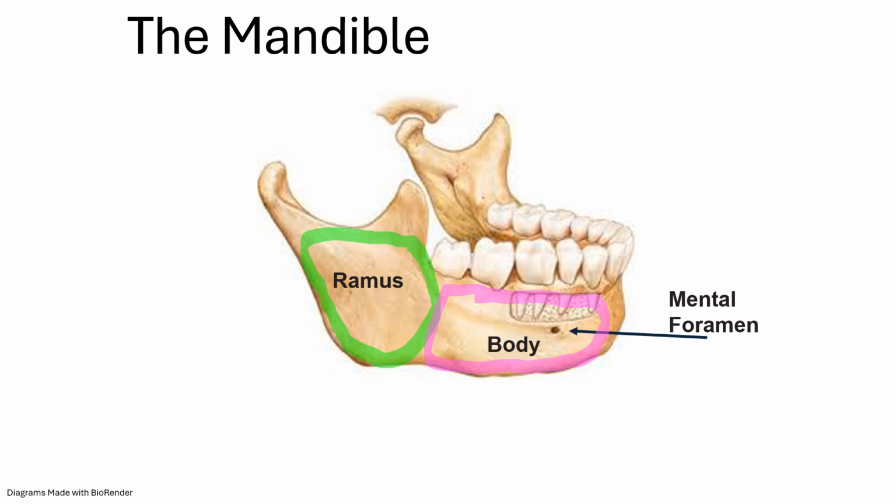The only feature on the ramus that you need to know is called the mandibular angle. Look where this is on the picture. Feel where it is on the side of your face. This is where the bone angles upward to meet with your temporal bone of the skull.